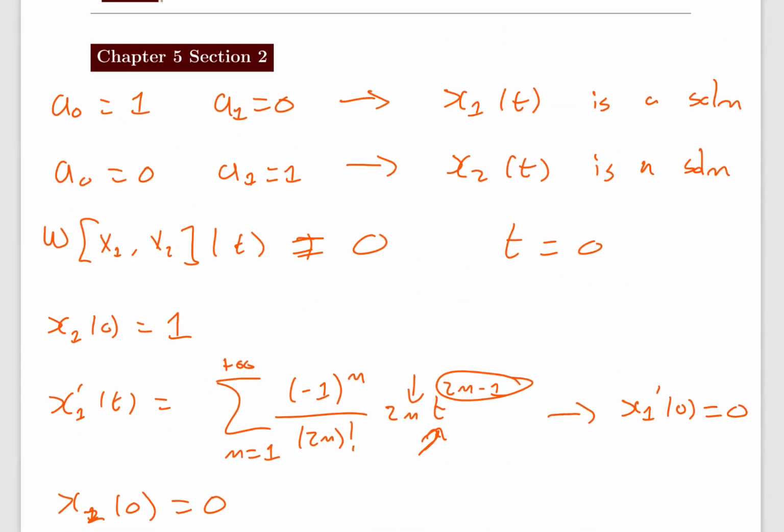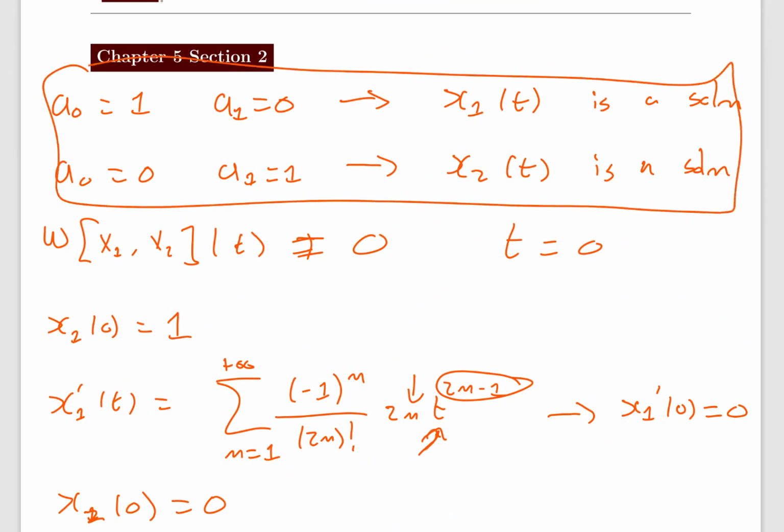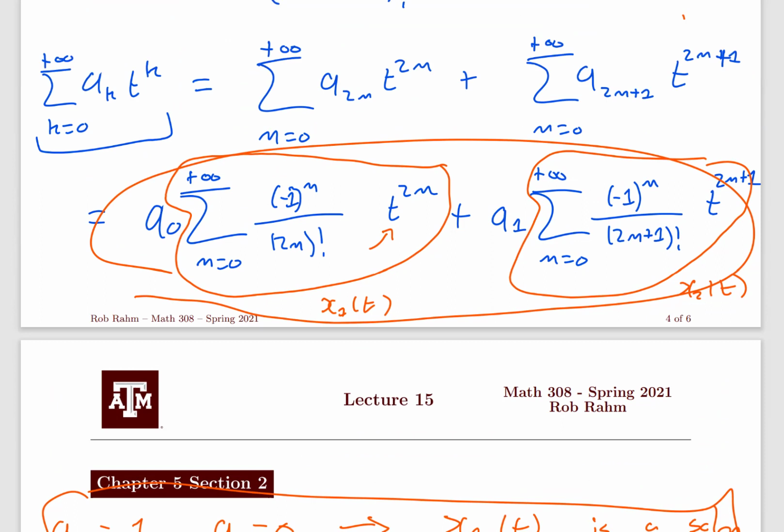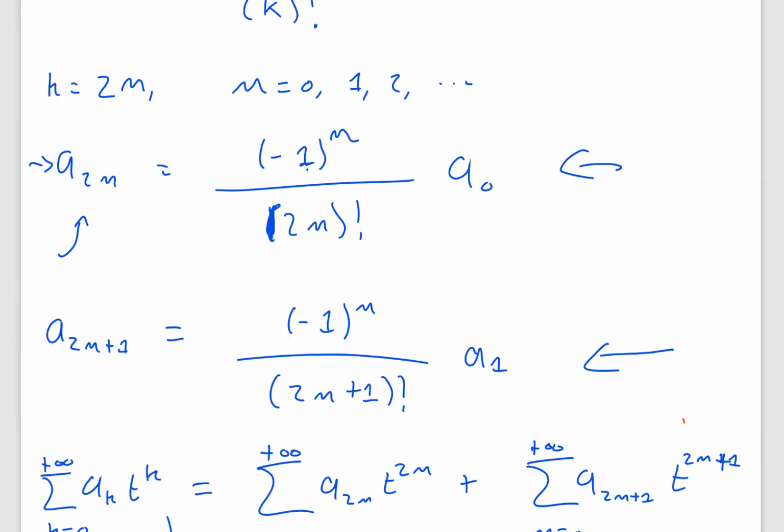This argument up here shows that x1 and x2 are solutions to the differential equation. So it means that x1 and x2 form a fundamental set of solutions. In other words, any solution to the differential equation that we're considering can be written as a linear combination of x1 and x2. And the coefficients a0 and a1 correspond to the arbitrary coefficients that you get when you solve a second order differential equation.